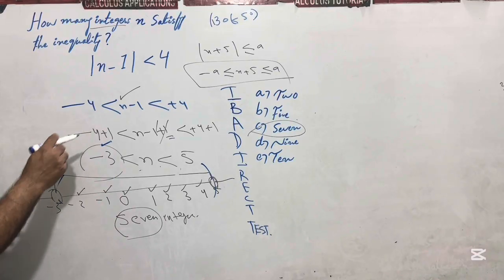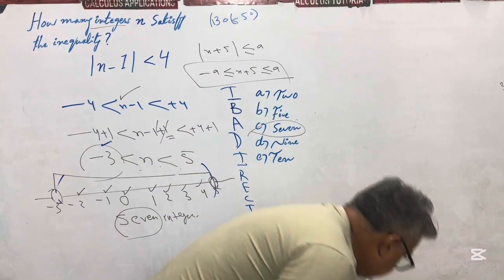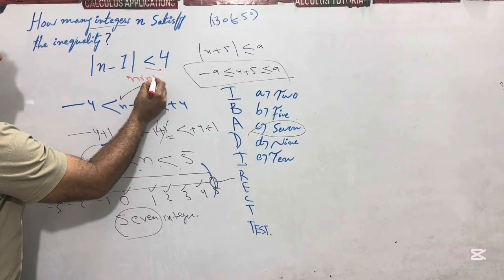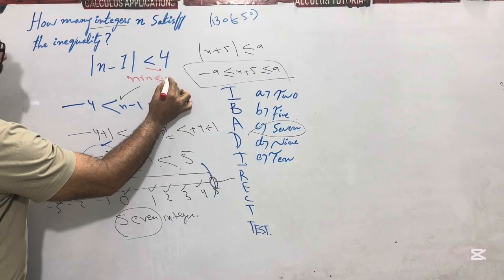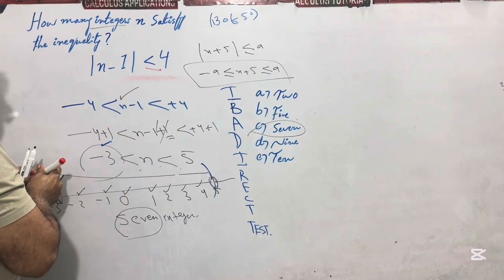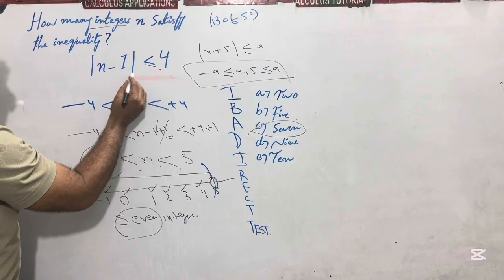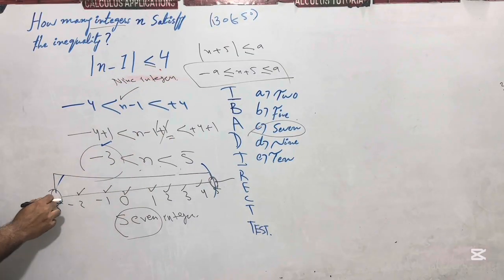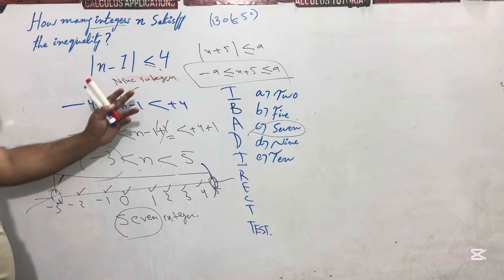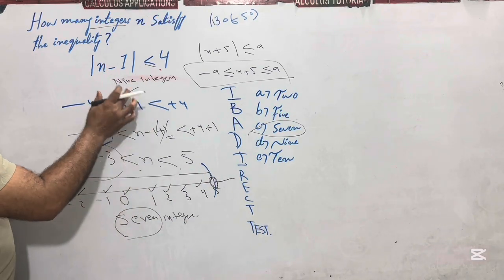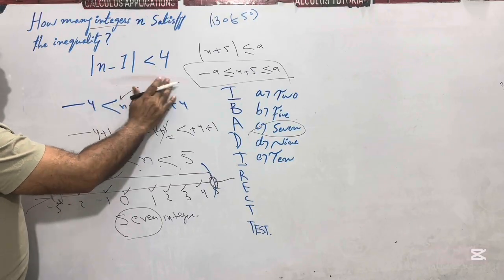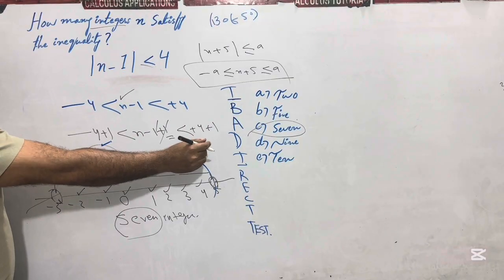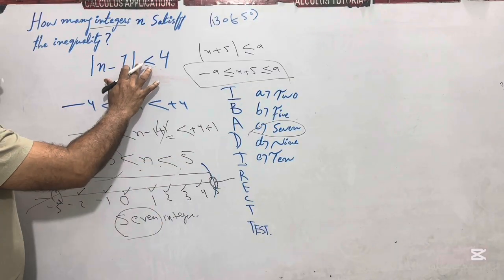If there is less than or equal to, then there must be 9 integers satisfying the inequality. 9 integers are possible. How? You can include minus 3 as well as 5 for this inequality. It is extra work for you to think. In our case, mod n minus 1 less than 4, only 7 integers are possible. If there is less than or equal to, then there are 9 integers possible satisfying the given inequality.